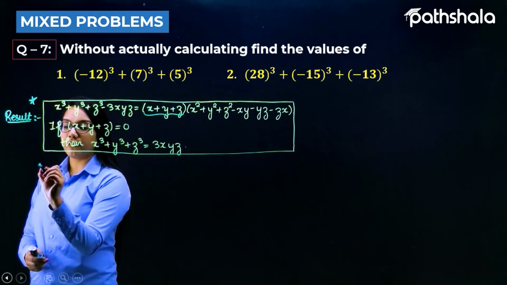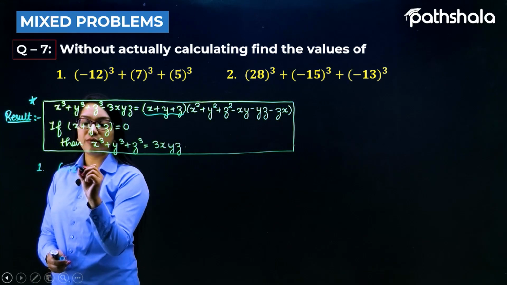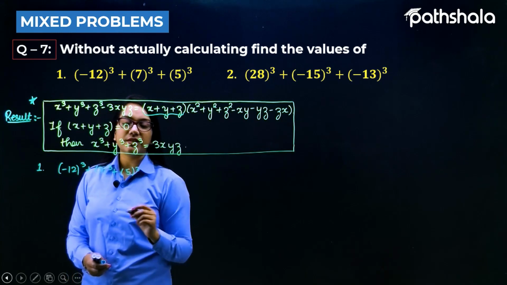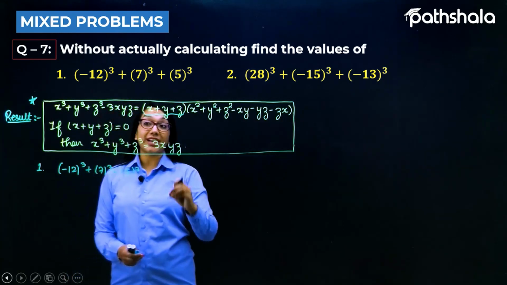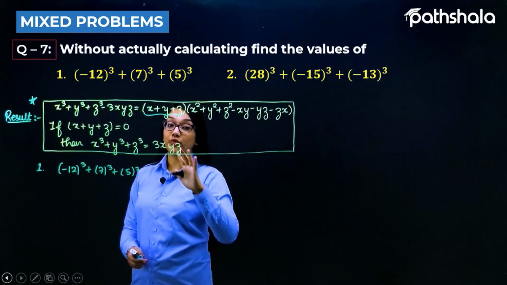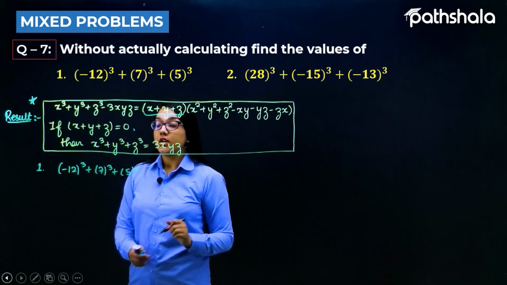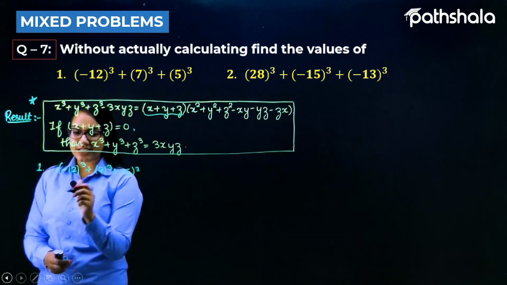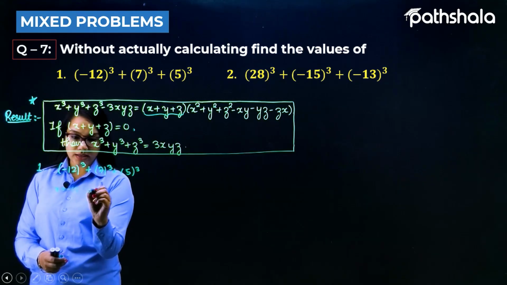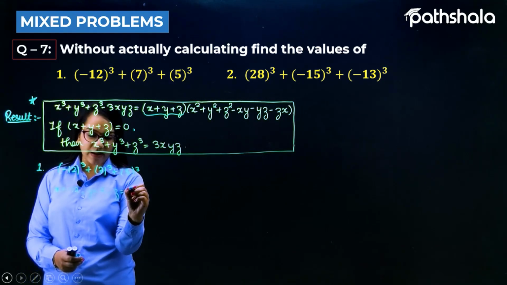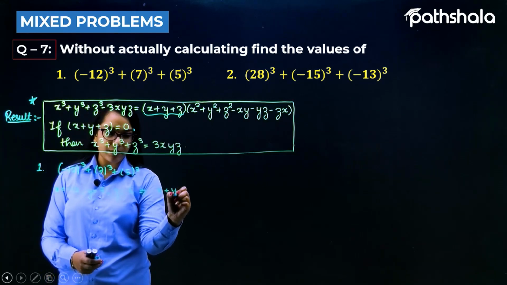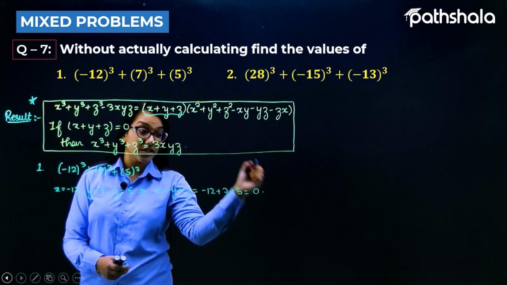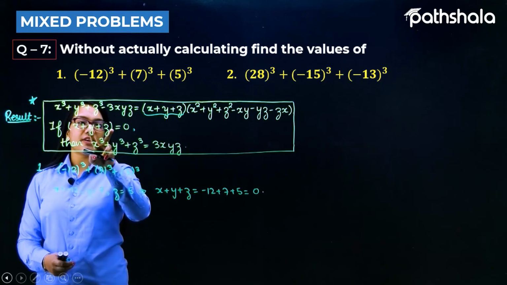So let's just start with the very first part. We have minus 12 whole cube plus 7 cube plus 5 cube. Let's satisfy the very first condition. It says if x plus y plus z is 0, then this condition will hold, else not. So let us check whether x plus y plus z is equal to 0 or not. x is minus 12 over here, y is 7 and z is 5. Let's add all these values, x plus y plus z. So it is minus 12 plus 7 plus 5. Obviously this is equal to 0. So hence it is satisfying the very first condition.